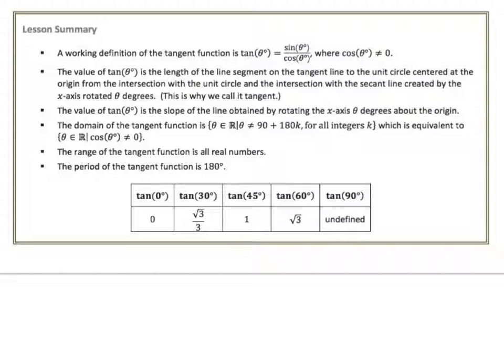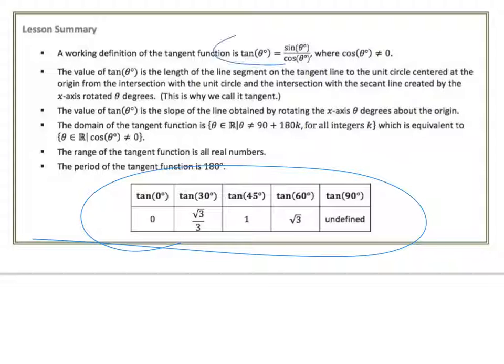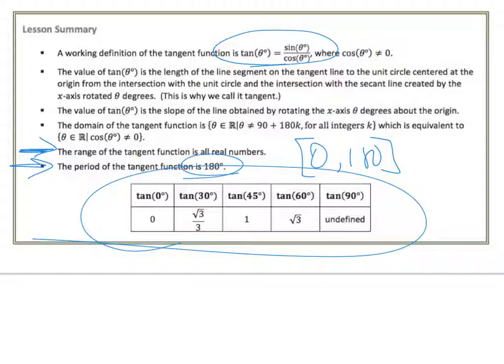Cool, our lesson summary. We don't have to memorize this. We can find it and calculate it. This we have to memorize, but you guys will get it. We know that the range of the tangent function is all real numbers. The period of the tangent function is 180. So the domain goes from 0 to 180. Cool, that was sort of fun.